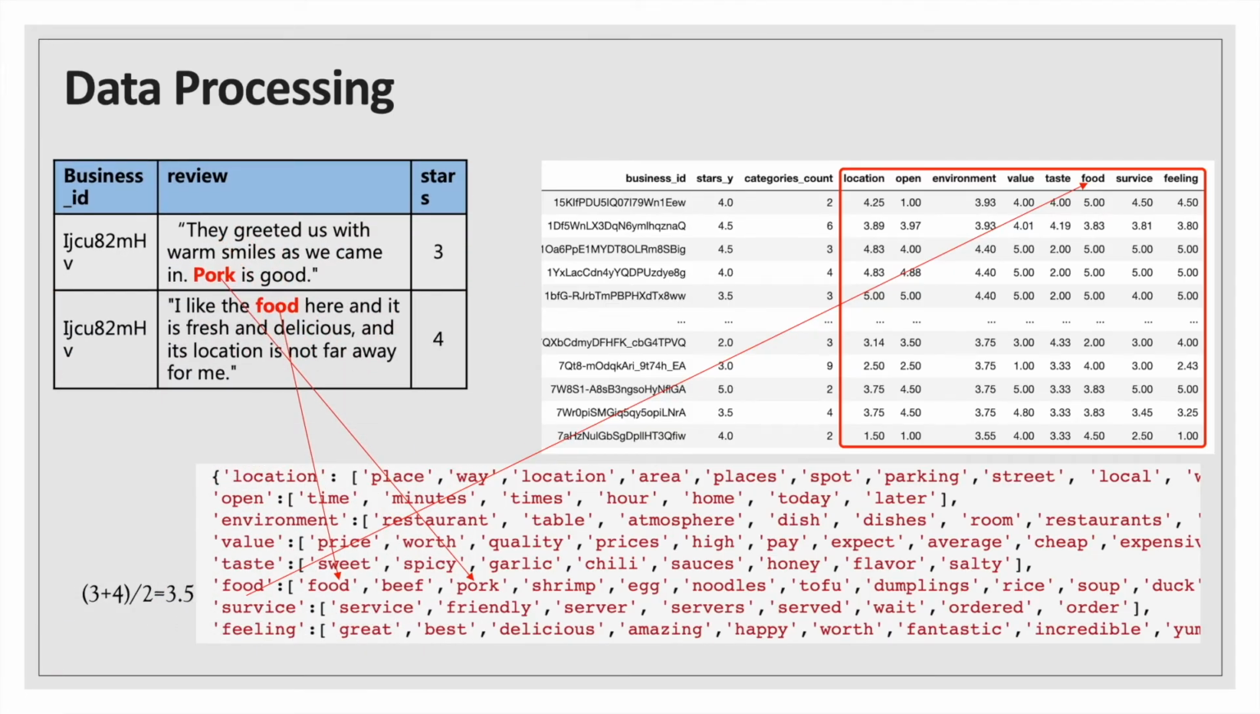And then we can compute the score. For example, this business has 2 reviews, and the food words in the first review and the food words in the second review. Both of them belong to the food topic, and then we can compute the average score is 3.5, so we can see the food category for this business is 3.5, and we can get a table like this.